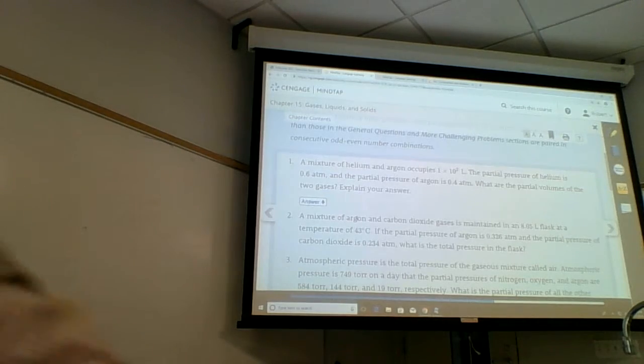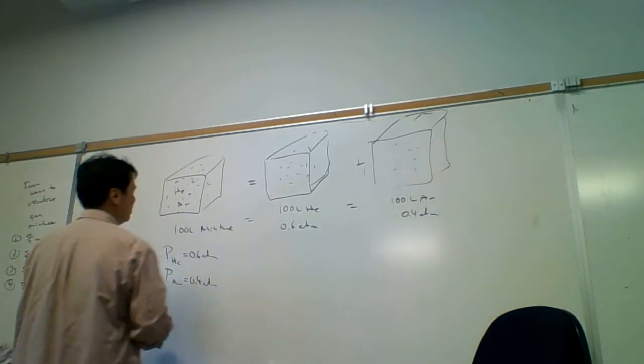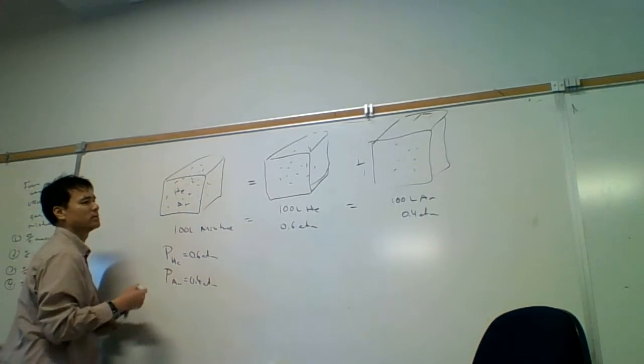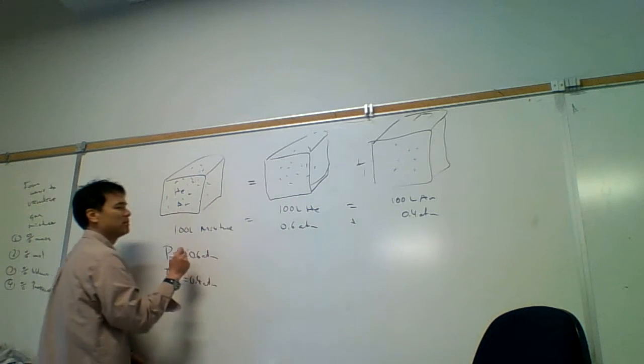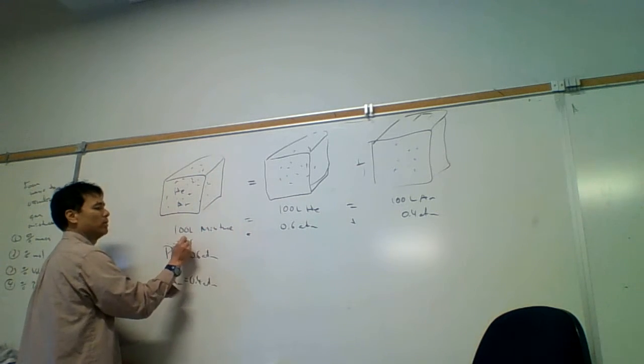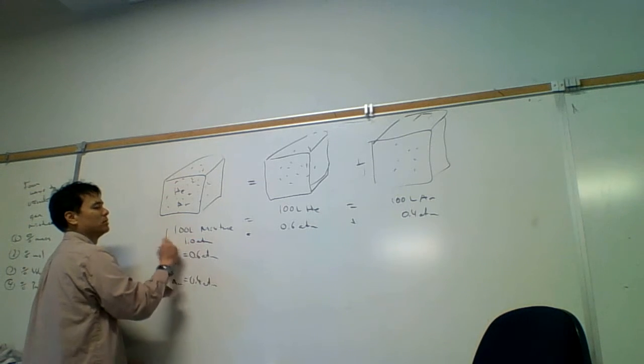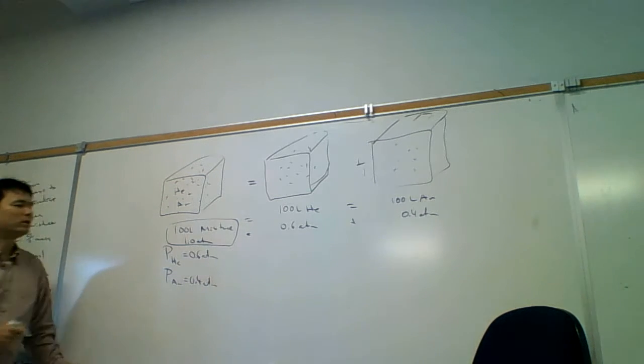But what we're going to do is compress it into one box. Well, what's going to happen? It's going to go higher in pressure. And so this is going to be 100 liters at, okay, now if I take 0.6 atmospheres plus 0.4 atmospheres, that's going to give me 1.0 atmospheres. And so I have a 100 liter mixture at 1.0 atmospheres.